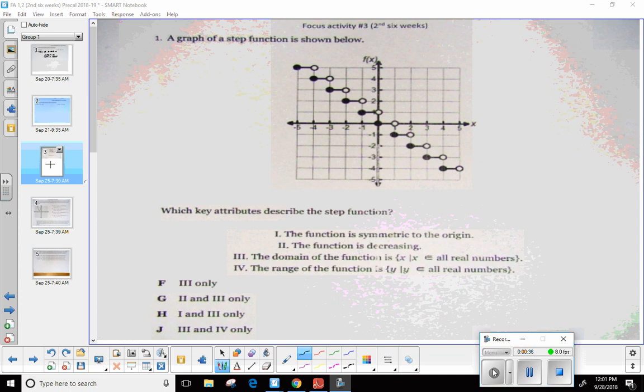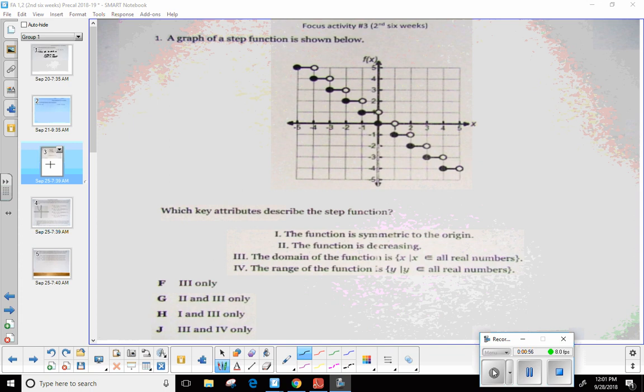Your next focus activity, which we'll probably get Monday or Tuesday, one of those days, is actually a combination of 4 and 10. Okay, so let's see here. It says a graph of a step function is shown below. Which key attributes describe the step function? So I think the best way is just to go through these one at a time and see how that eliminates the answers we have.